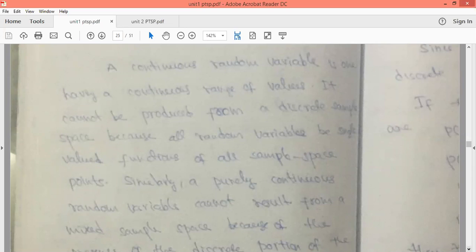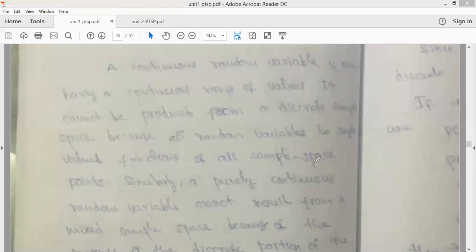Now we'll discuss what a continuous random variable is. The continuous random variable will have a continuous range of values. So it cannot be produced from a discrete sample space. Just now we discussed that a discrete random variable can be produced from both continuous and discrete sample spaces, yes or no? But here a continuous random variable can be produced only from a continuous sample space. It cannot be produced from a discrete sample space.